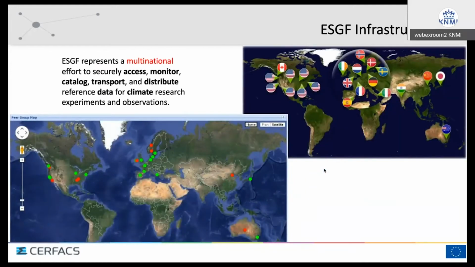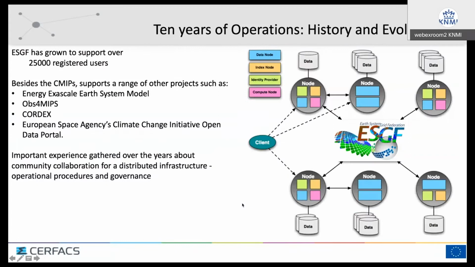ESGF represents a multinational effort to share the climate data. It's an effort distributed among many countries, mostly located in Europe, in the US, and Asia and Australia. Now it has been in use for 10 years. There are 25,000 registered users.